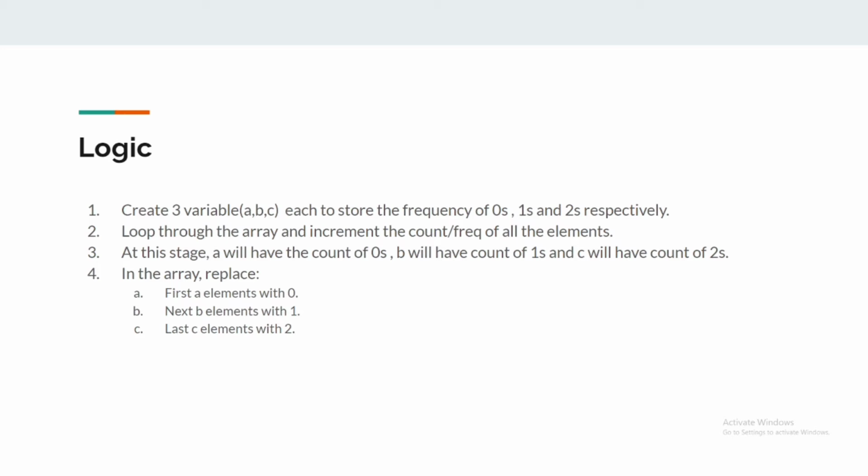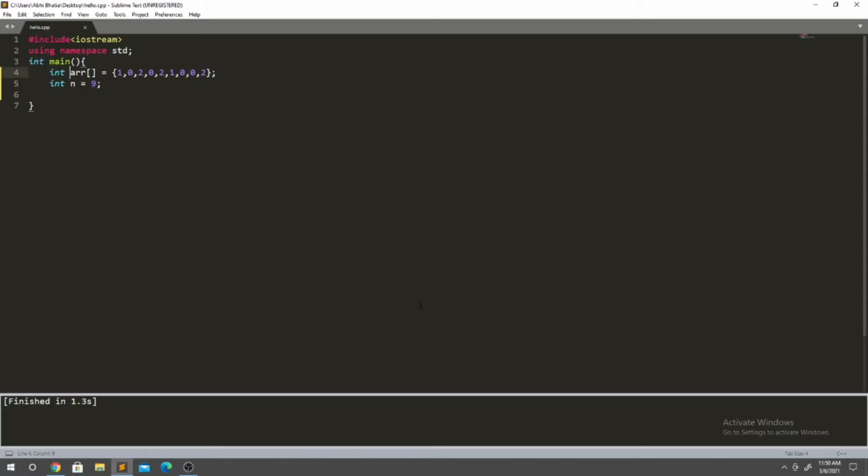So when we have looped through the array and after the completion of traversal, we will have the exact values of frequencies of 0, 1, and 2 in A, B, C, right? At that point, the first A elements we can replace with 0, the next B elements with 1, and the last C elements with 2. And that's it, our array is sorted. So let's go to our editor.